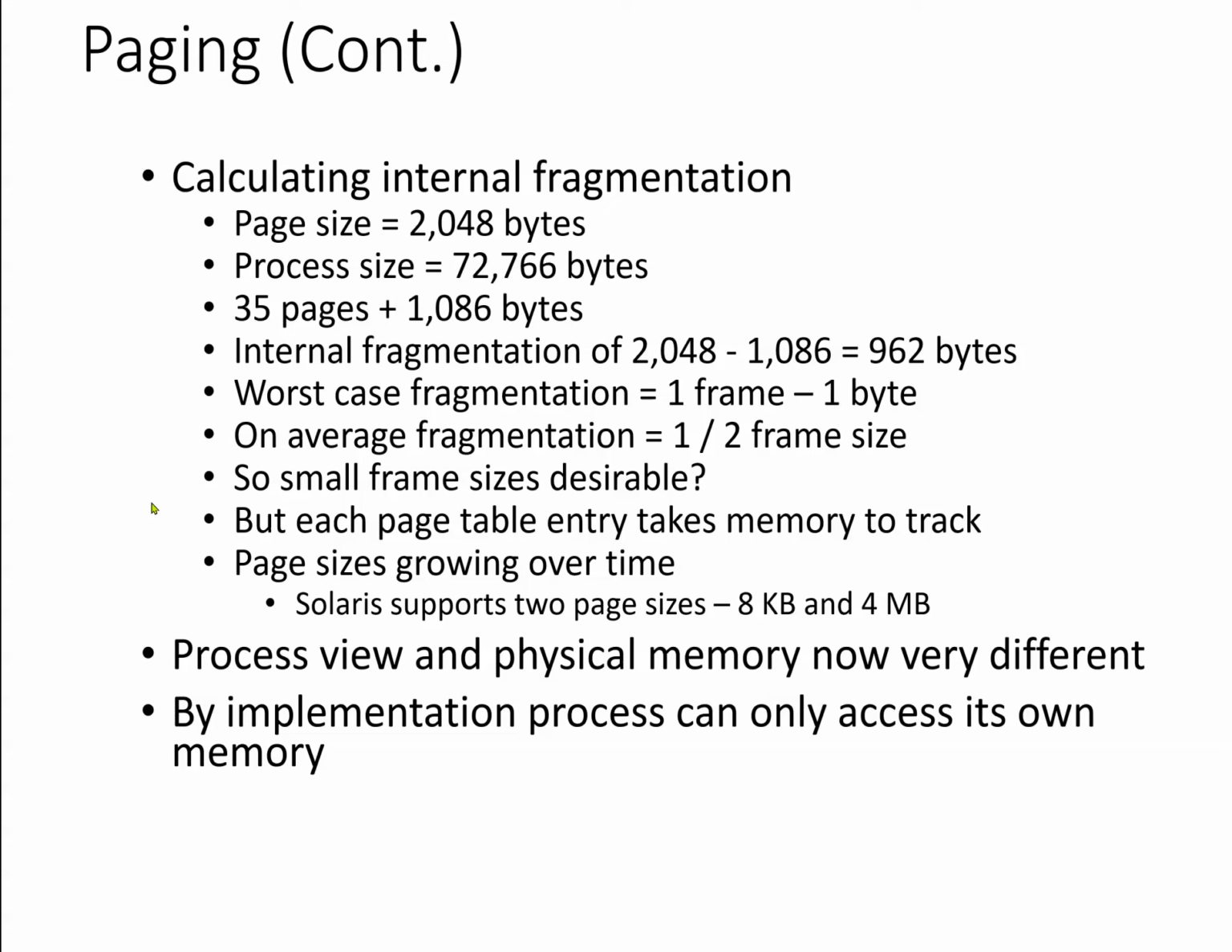The average would be half a frame size, which this example shows. So are small frames desirable? The problem with small frames is that each page table takes memory to track. So the page sizes end up growing, which often leads to having to grow the page sizes over time. Solaris, for example, supports 2 page sizes.